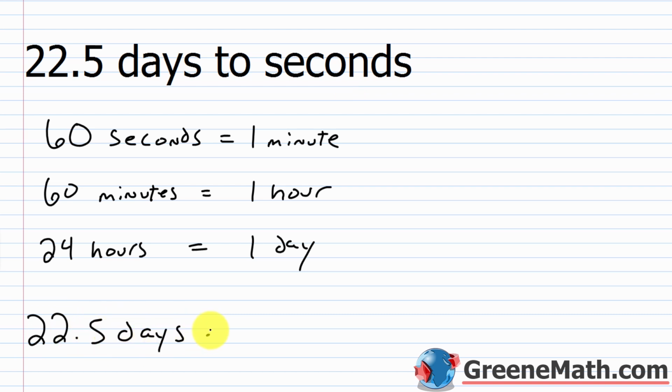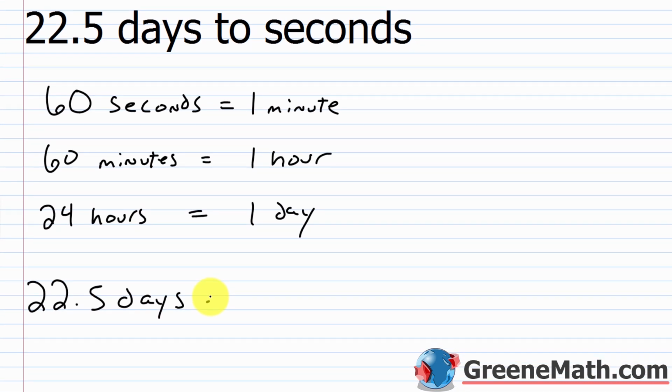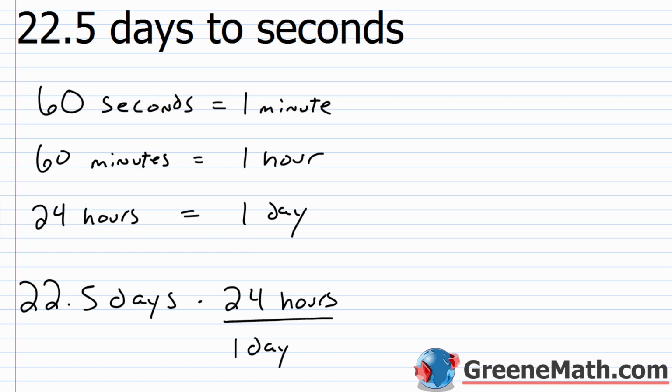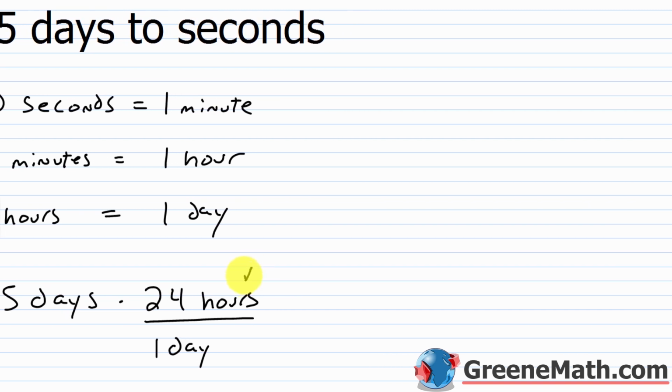And I'm going to multiply by a unit fraction where hours is going to be in my numerator. So 24 hours over 1 day. And why did I do that? Well, basically what I'm going to do is take days, convert it to hours, then take hours, convert it to minutes, and then take minutes and convert it to seconds. So basically I'm going through it that way. Now, this puts it in terms of hours.